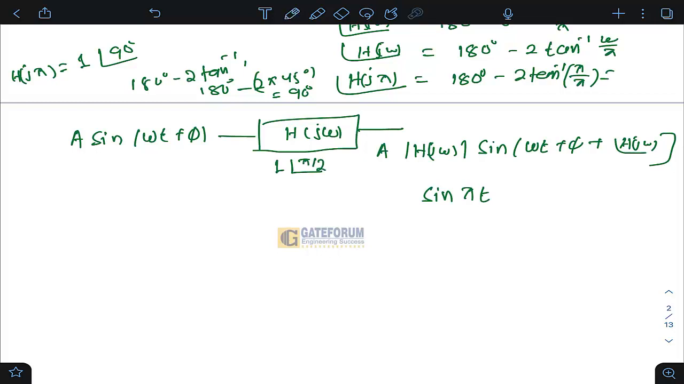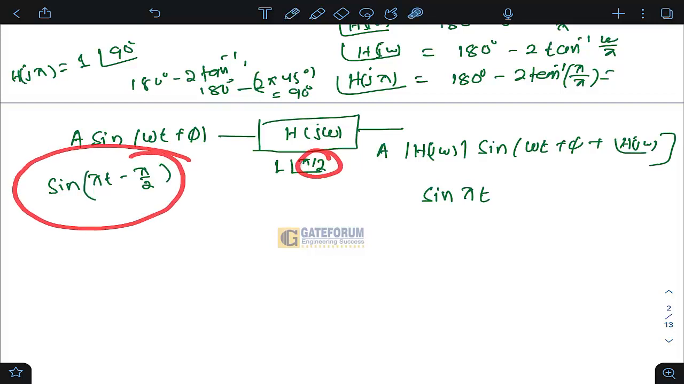So the transfer function has magnitude 1 and phase pi by 2, and the output is 1 sine pi t. So what should be the input? Definitely the input should be sine of pi t minus pi by 2. Because if this is the input, this phase will be added here, so this minus pi by 2 plus pi by 2 will cancel out, leaving only sine pi t.